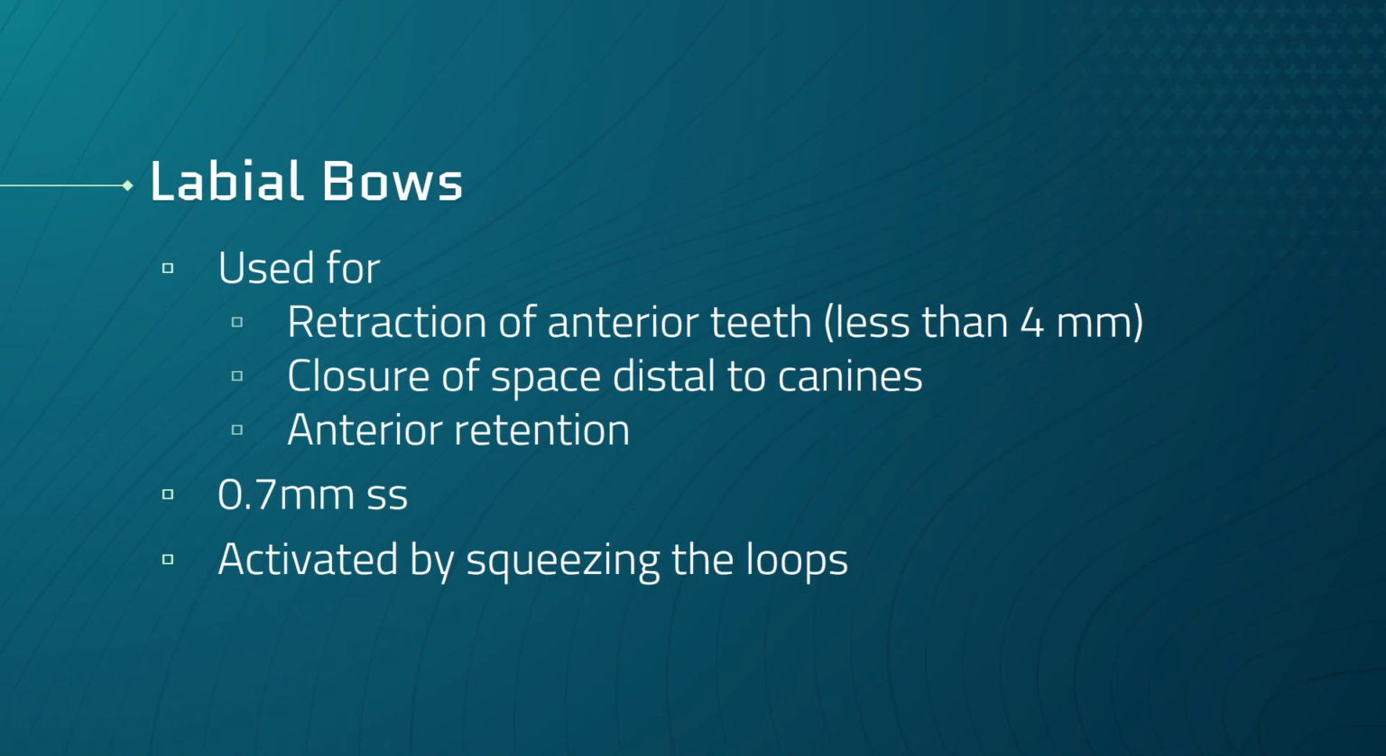Now, labial bows. Now, labial bows are used for retraction of anterior teeth. In other words, a reduction of overjet, closure of space distal to canines, for example, extraction spaces of first premolars, and also used for anterior retention of the removable appliance. They are made from 0.7 millimeter hard stainless steel wire and the bow is activated by squeezing the loops.